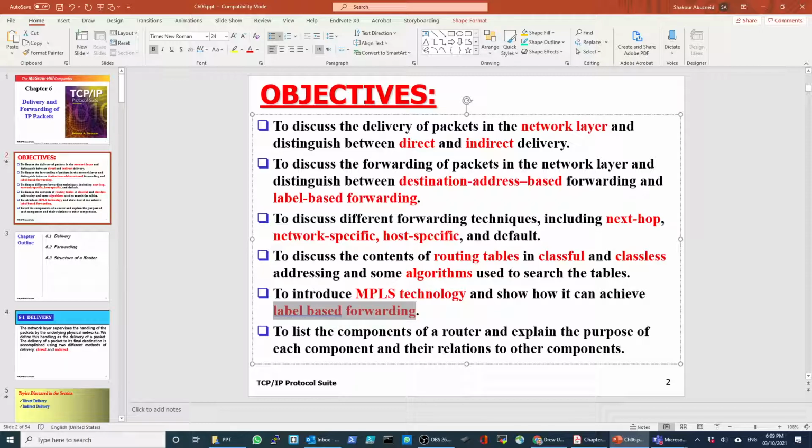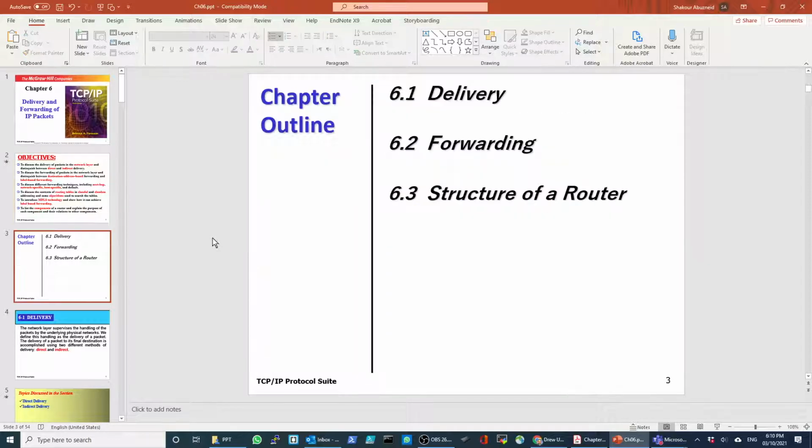Then we list the components of a router and explain the purpose of each component. There are multiple components in the router. Let's take a look at what the purposes of these components are and what their relationship is to the other components. A router is built of components: CPU, Ethernet network cards, RAM and all of that. We're going to take a look. So that's what we'll try to cover today.